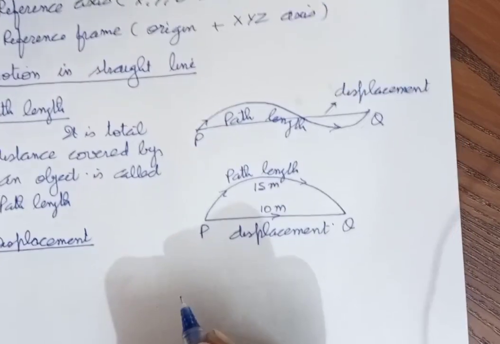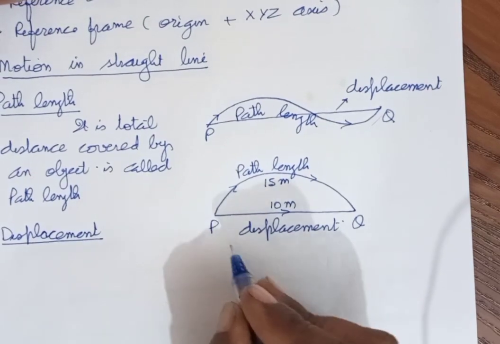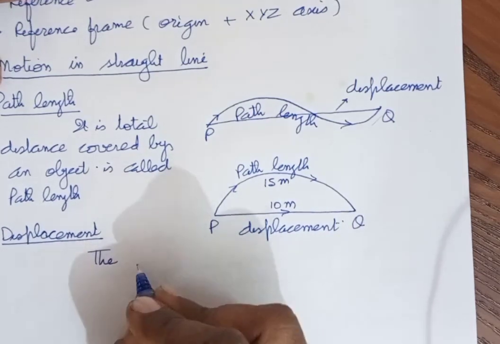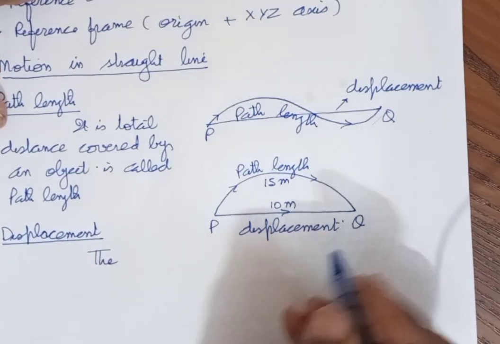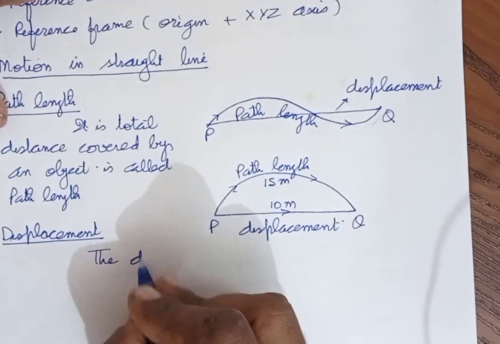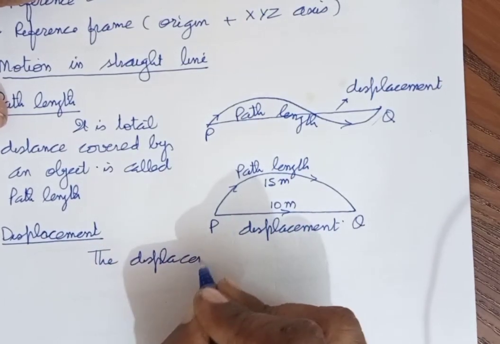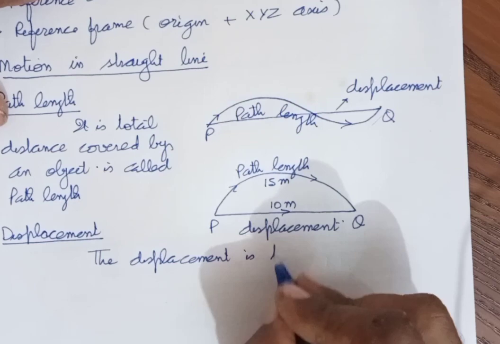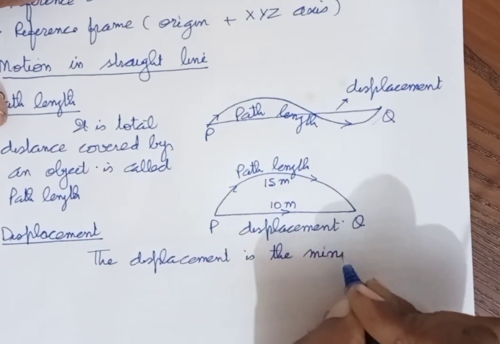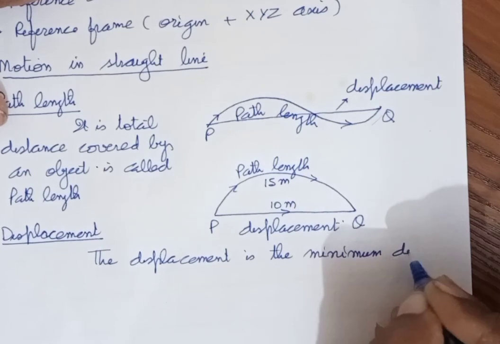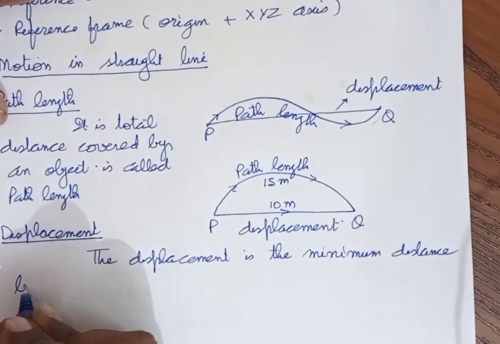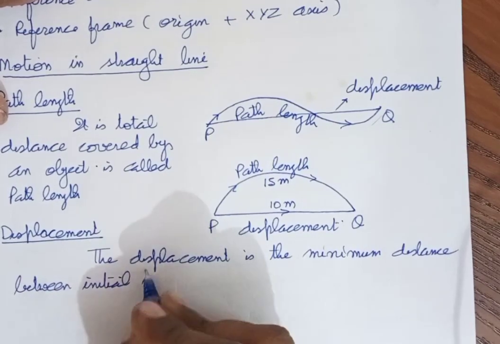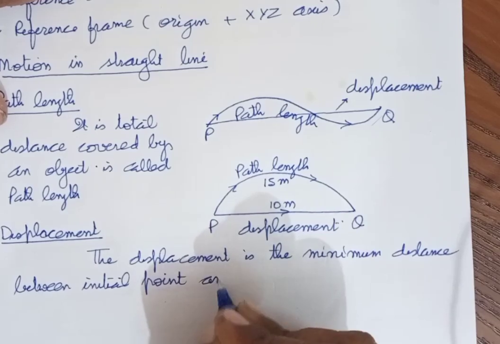The distance found on the line joining the initial point to the final point. How is it displacement? The displacement is the minimum distance between the initial point and the final point.